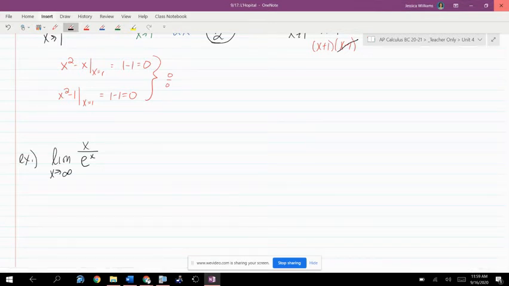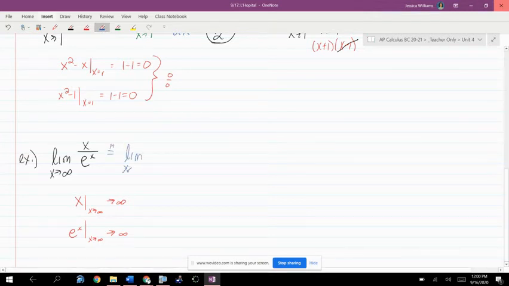Your algebra doesn't apply to this question. So x, when x goes to infinity, goes to infinity. This is a strange one to write. e to the x, as x goes to infinity, goes to infinity. So this is an infinity over infinity, which means we can L'Hopital. Great, because none of my algebra applies.